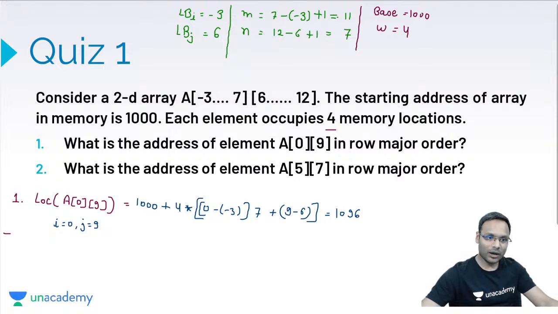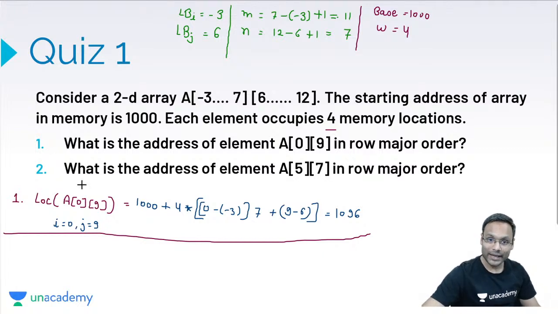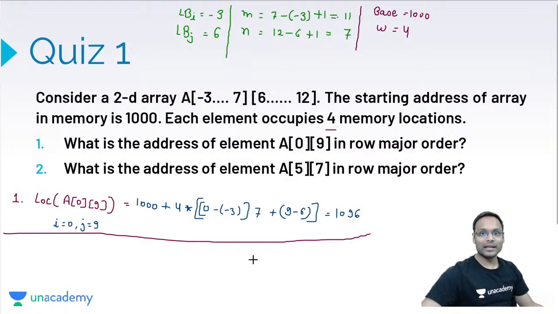So the answer to the first question came out as 1096. Look at what mistake you people made. What was the mistake you have made? Two people have given me 1072. Just check out why you made the mistake.